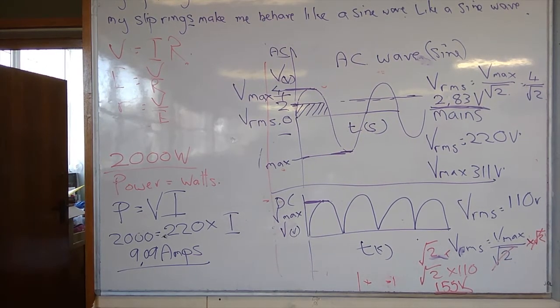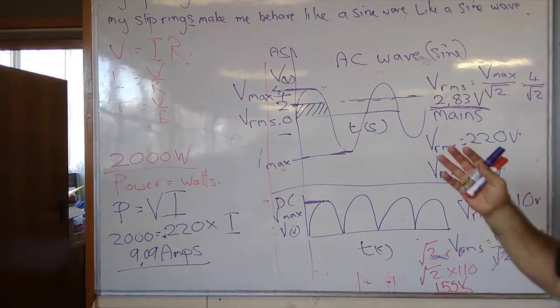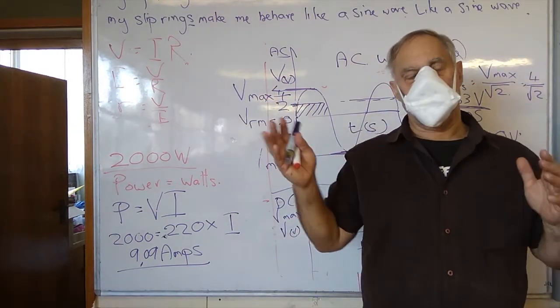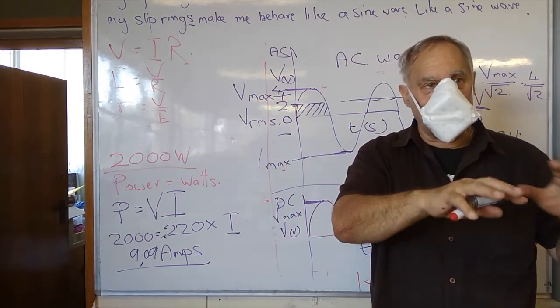So you've got to take into account our plugs are 15 amp plugs, 220 volts, 15 amp. So you've got to balance it. Don't have too much on one plug or you will melt the wires, or trip the switch at your switch.